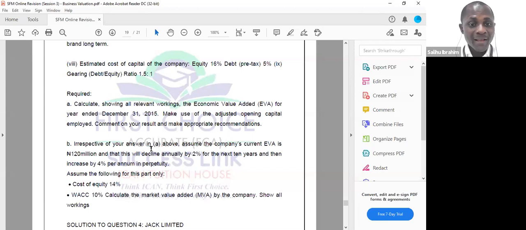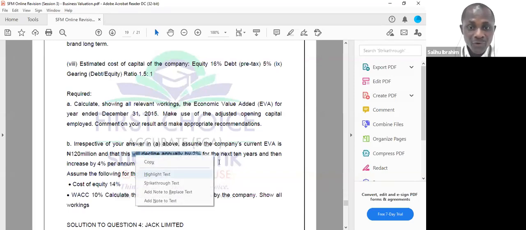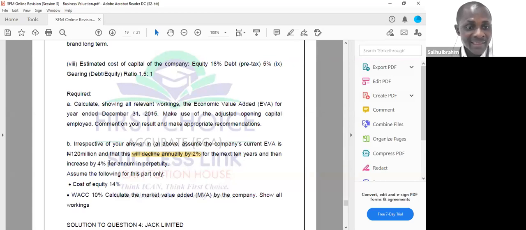B, irrespective of your answer in A above, assume the company's current EVA is 120 million and that this will decline annually by 2%. Take note of this language here: this will decline. It's not grow now. This will decline annually by 2% for the next 10 years, and then increase by 4% into perpetuity. Assume the following for this part only: cost of equity 14%, WACC 10%.